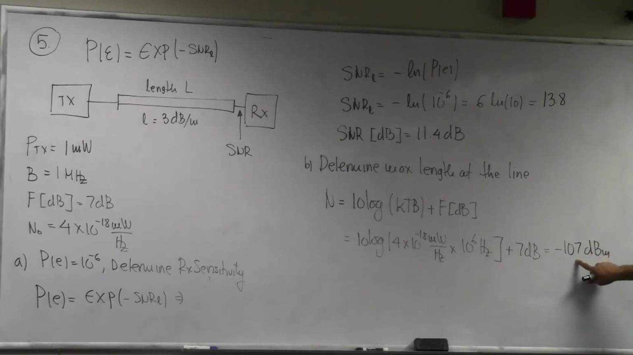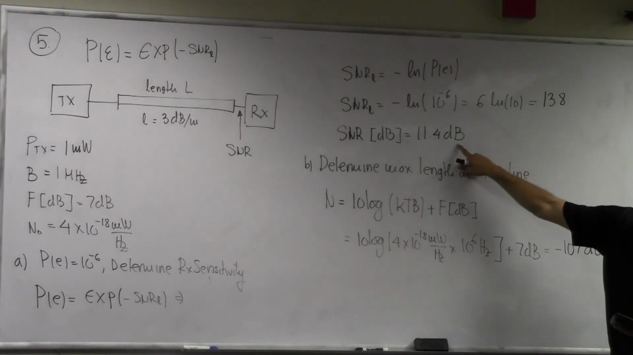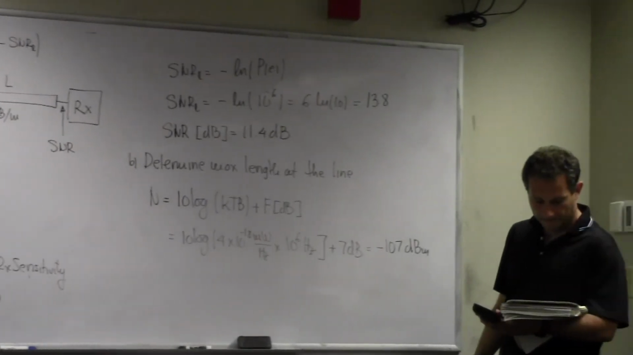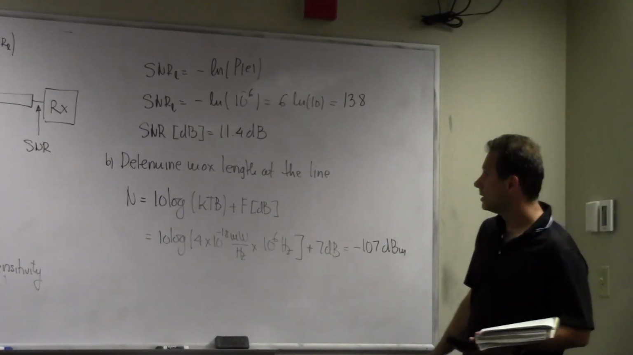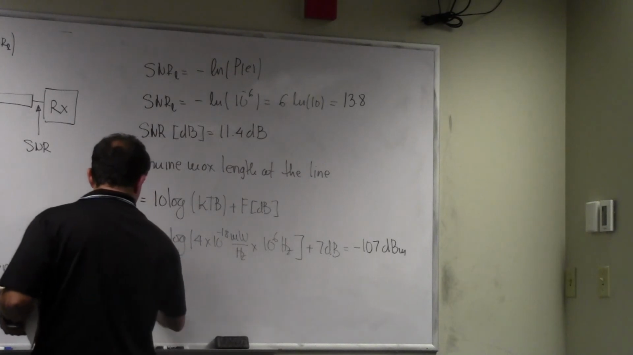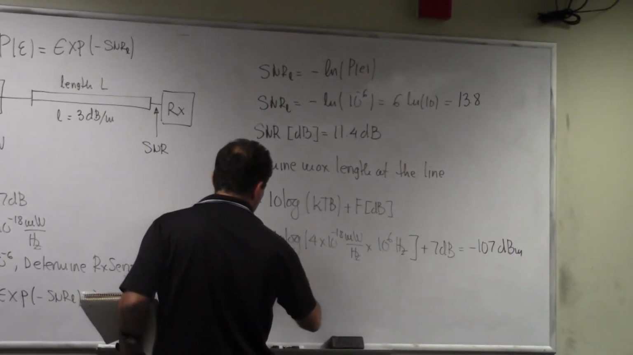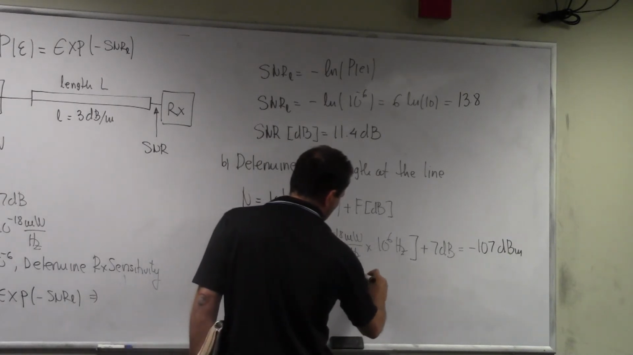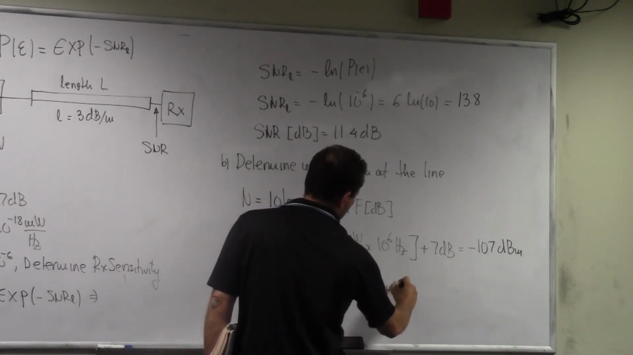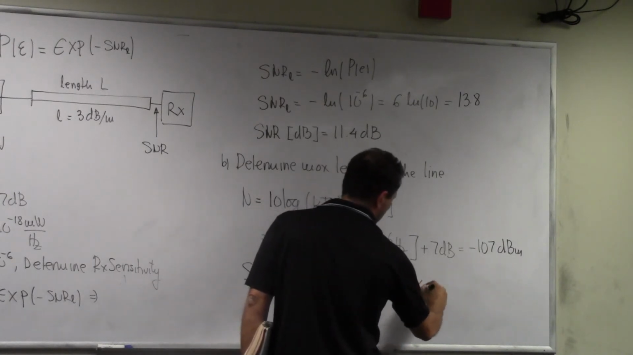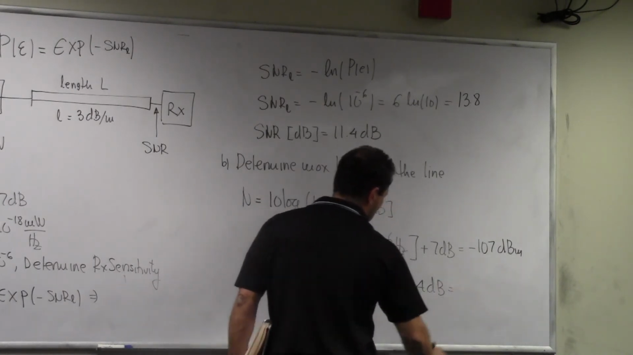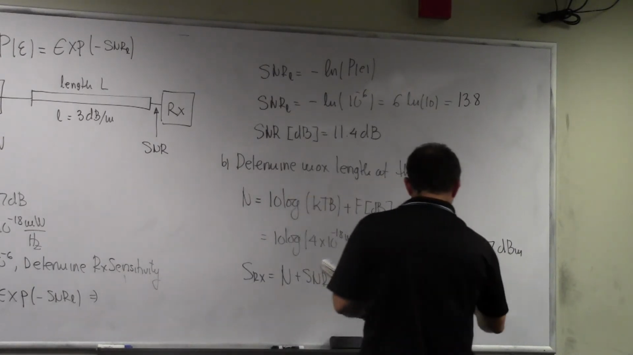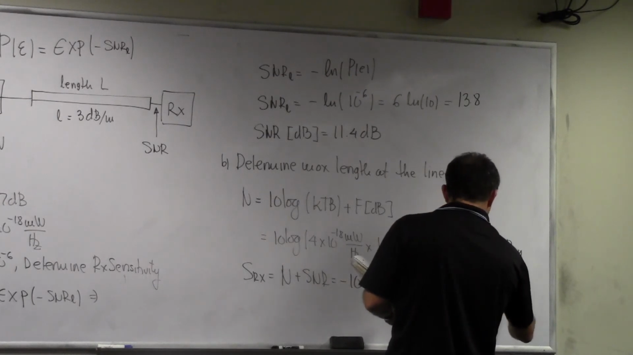So now we know the power of the noise, we know the signal to noise ratio, so how strong the signal needs to be. The power of the signal at the receiver needs to be the power of the noise plus the signal to noise ratio. So it's going to be minus 107 dBm plus 11.4 dB, so minus 95.6 dBm.